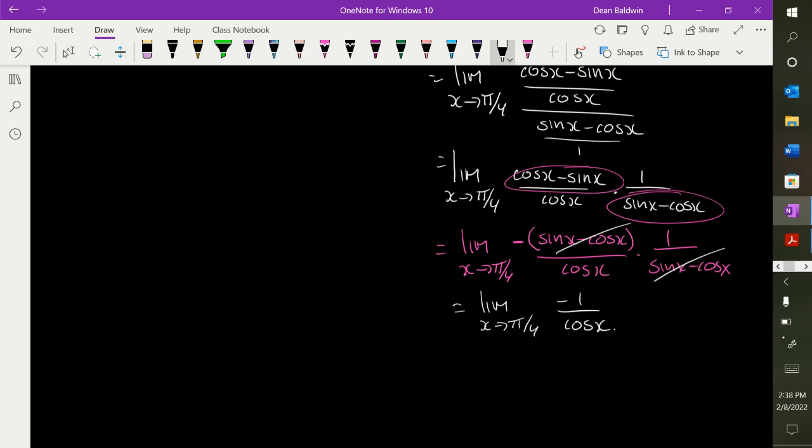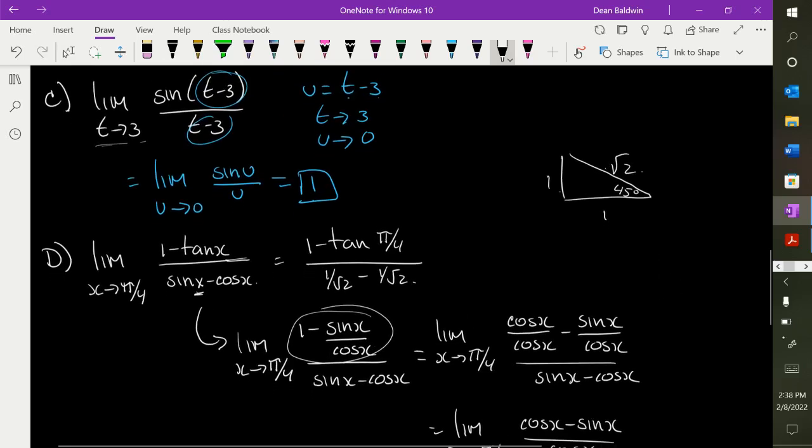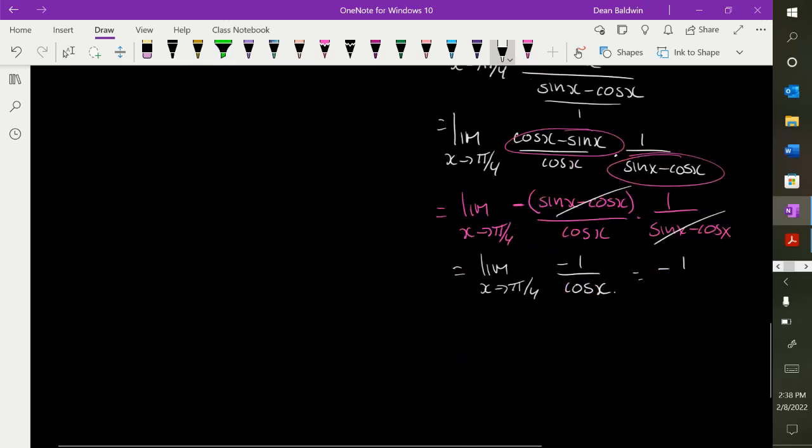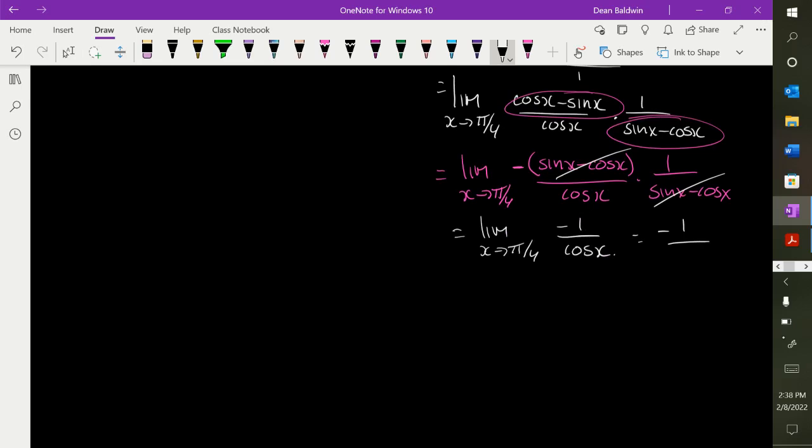Cos of x is defined at pi over 4, so the limit is negative 1 over cos of pi over 4. Cos of pi over 4, 45 degrees, is 1 over root 2. So you get negative 1 over 1 over root 2, which is just negative root 2, or the decimal equivalent.